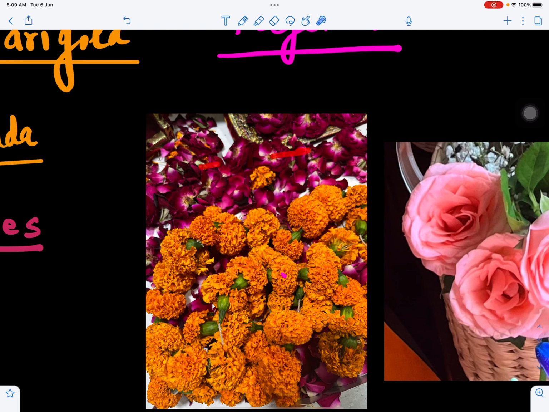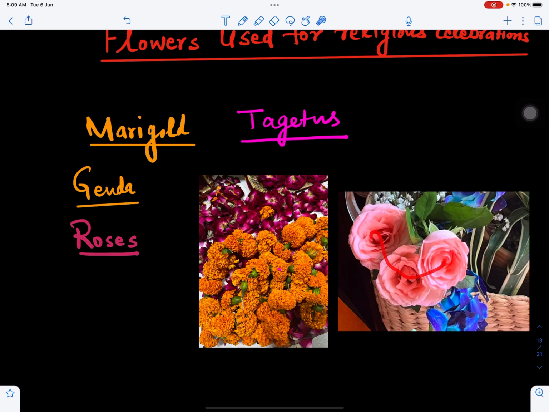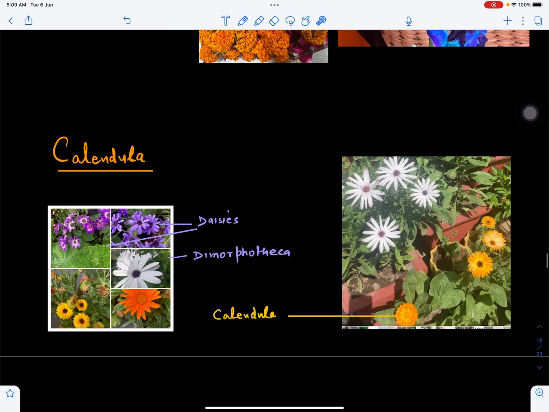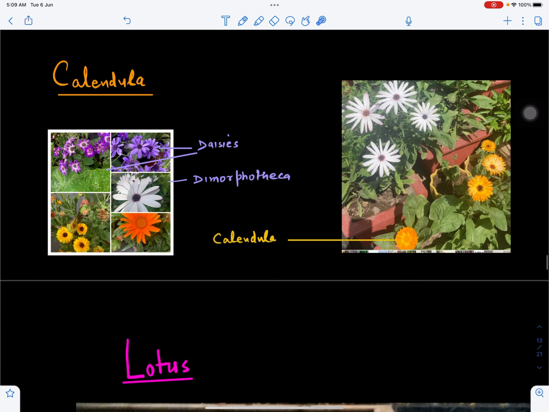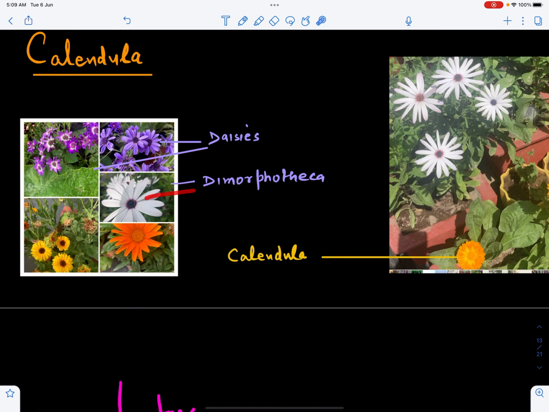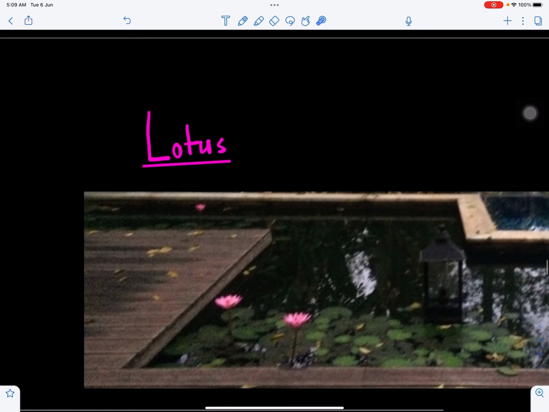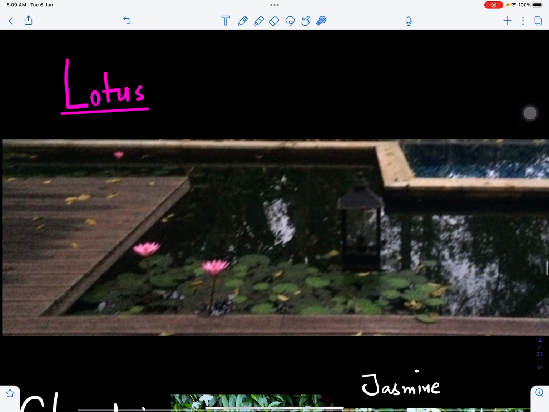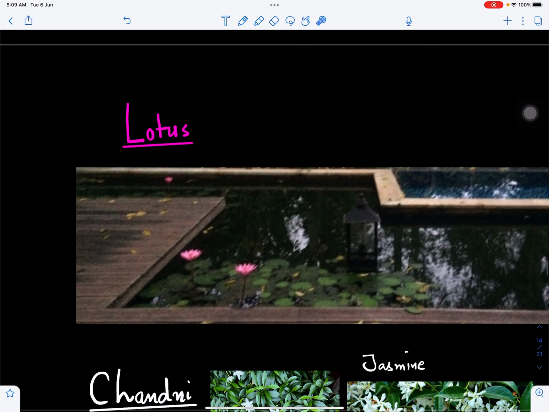And these are roses which are found around these Genda flowers. These are also roses which are pink in color, they can be red colored roses. Then calendula. Now this is the calendula actually. We can see here this is the calendula. And this is Dimorphotheca, daisies. We can use them for religious ceremony, for puja ceremony. Then this is the lotus flower, a very auspicious flower found in water. These are lotus leaves.